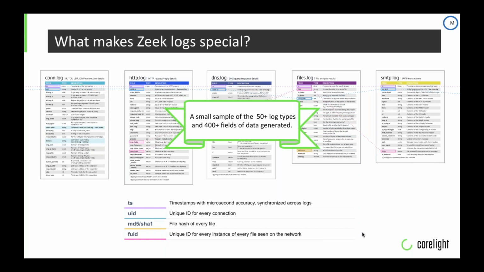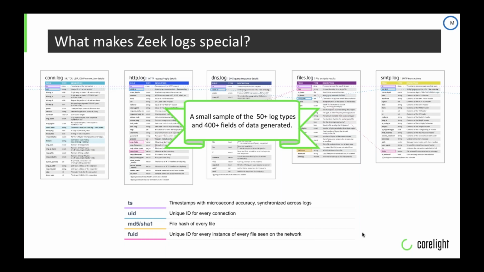Second, this is my favorite one. It's the UID. It is a unique ID that is given to every connection. Notice I said connection. I didn't say website. I didn't say DNS request. I didn't say file that you download, because think about what may happen during a connection event, and Zeek's going to tie all of that together for us.